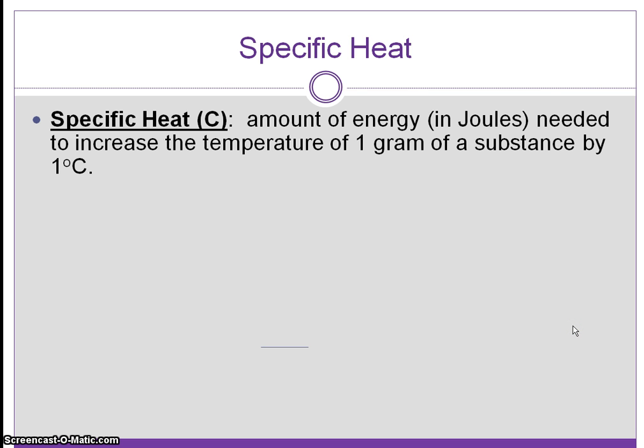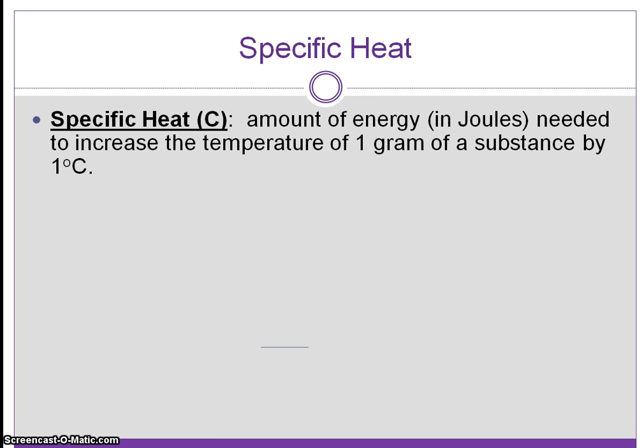The next definition is called specific heat, and it's kind of a long definition. The key words there are 1 gram and 1 degree Celsius. So once you write this out, I want you to circle 1 gram and 1 degree Celsius. This is the amount of energy it takes to increase the temperature of 1 gram of something by 1 degree Celsius. So for instance, water has a very high specific heat, which is why it takes a lot of energy to make it change temperature.